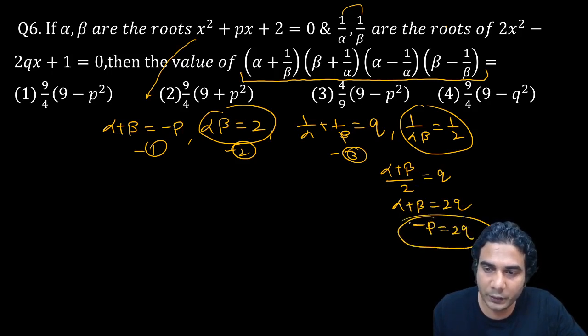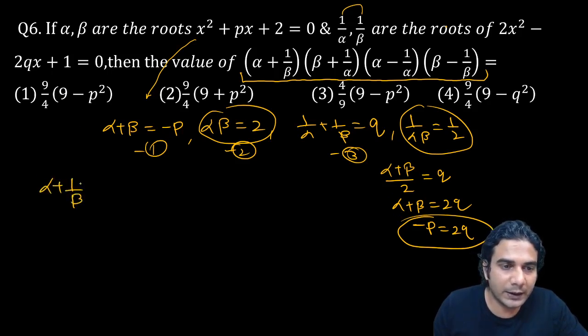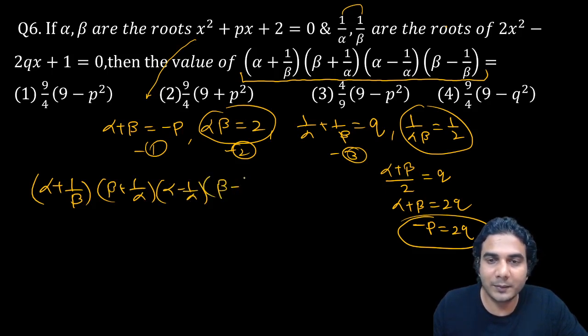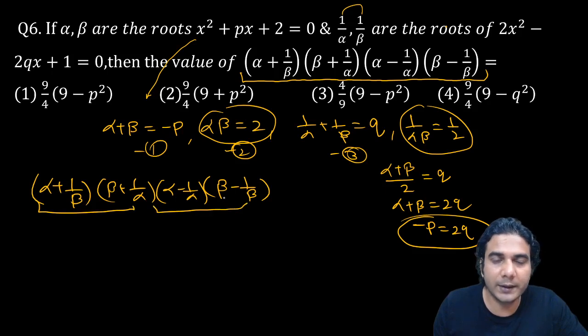So if required, you can use this, because the answer is given in terms of p as well as in terms of q. Now let's simplify this. The given expression is alpha plus 1 upon beta into beta plus 1 upon alpha, into alpha minus 1 upon alpha into beta minus 1 upon beta. All right, let's open this. We'll open these two and these two, because they are similar expressions.